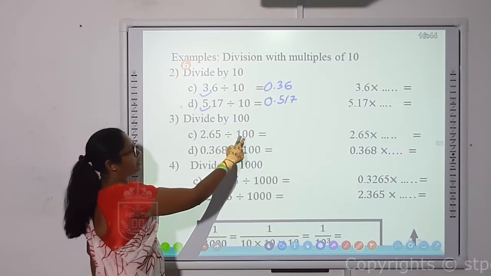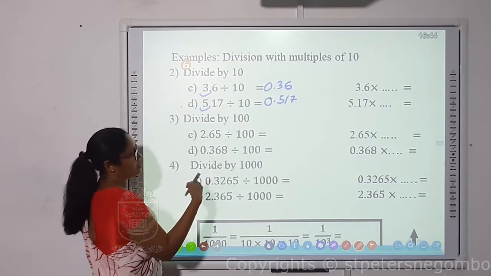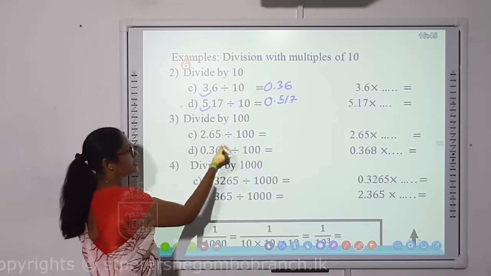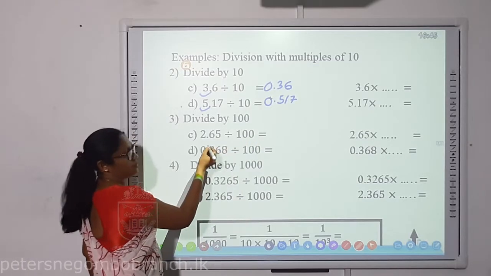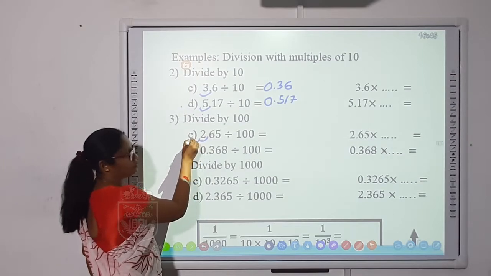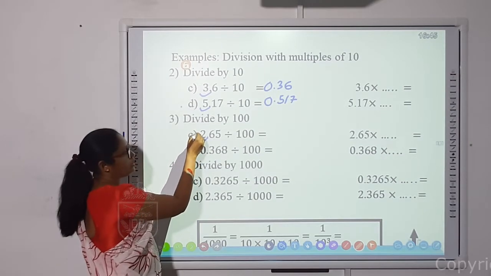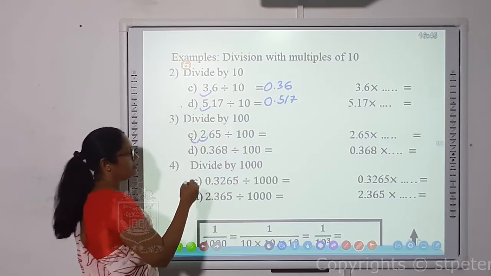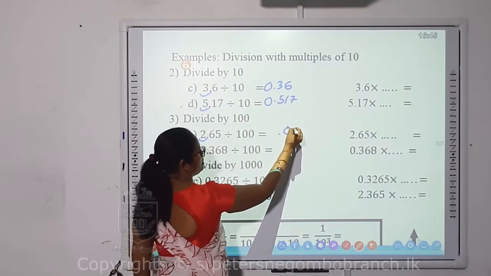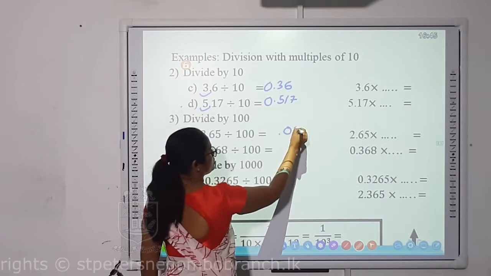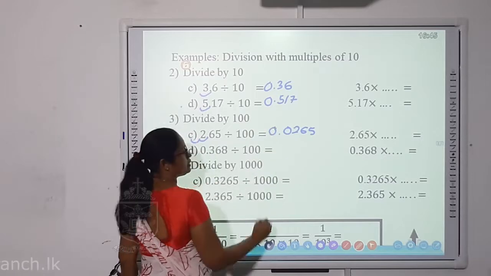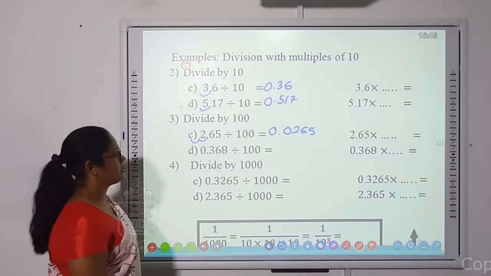Second question, divide by 100. So same procedure. Should shift this decimal place to the left hand side by 2 places. So 1, right? One more I want to put here. So for the blank you can put 0. So the answer is 0.0265, right? So don't leave the answer, put 0 in front of decimal place.